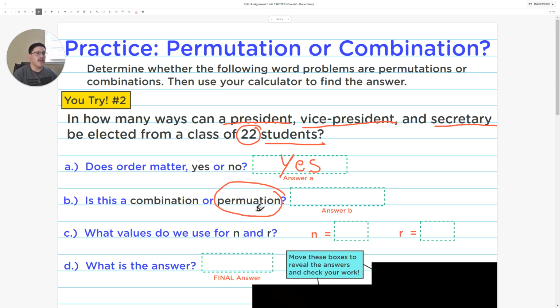What values do we have to use for N and R? Well, remember, N is your total value. So how many total students are we choosing from to fill these positions? We have a total of 22 positions, or students. How many positions are we trying to fill? We got president, vice president, and secretary. Those are 3 positions. So we're choosing 3.